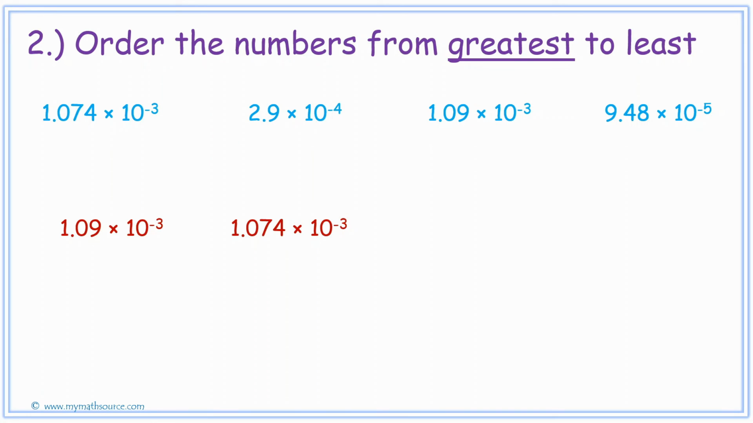When looking at our last two numbers, we notice that they are very easy to distinguish. Because we're looking at the negative powers, then 10 to the negative 4 would be the next number. So 2 and 9 tenths times 10 to the power of negative 4 would be third in the list. And our last number would be 9 and 48 hundredths times 10 to the power of negative 5.